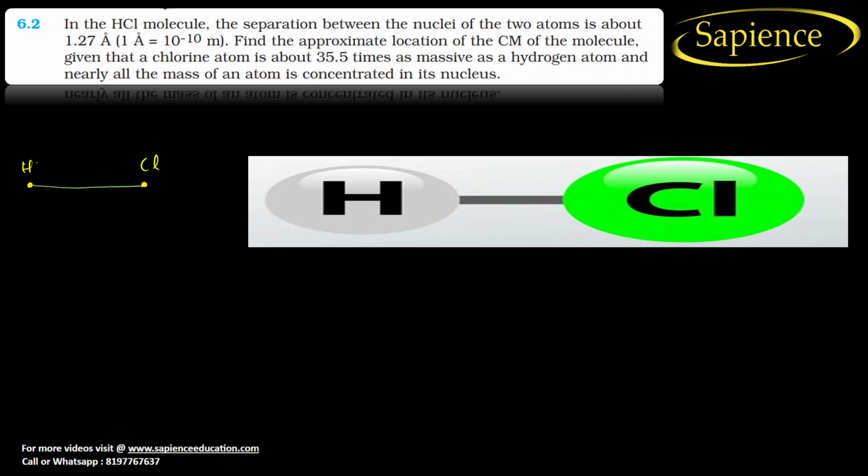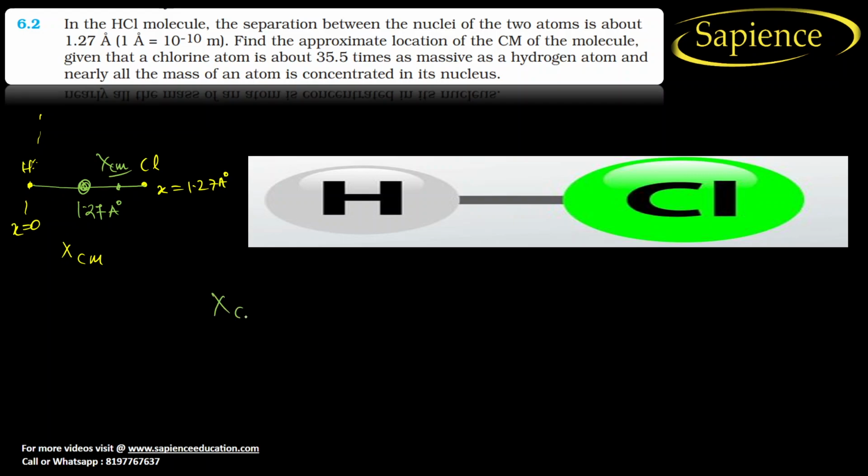When we join them, the distance between them is 1.27 angstrom. Now we need to find the distance of the center of mass. Let us consider H as the reference point. So at this point x is equal to 0 and at this point x is equal to 1.27 angstrom. The center of mass may be midway, or it may be at this point, or here, but we don't know. So we need the position of the center of mass.